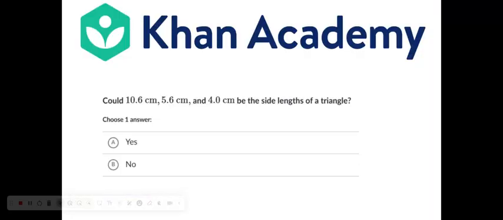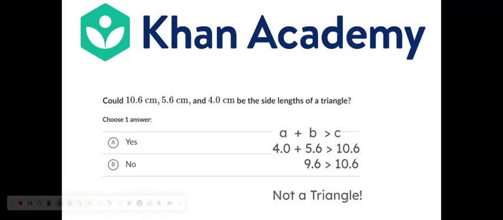Okay, on Khan Academy, it'll give you a similar question. Is it a triangle? Again, find your two smaller sides, plug them into the formula, simplify it, and see if it's either true or false. In this case, it's false, so it's not a triangle.